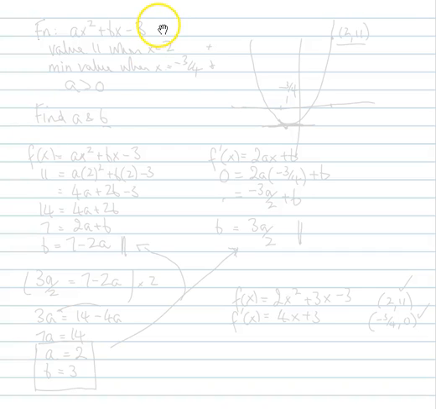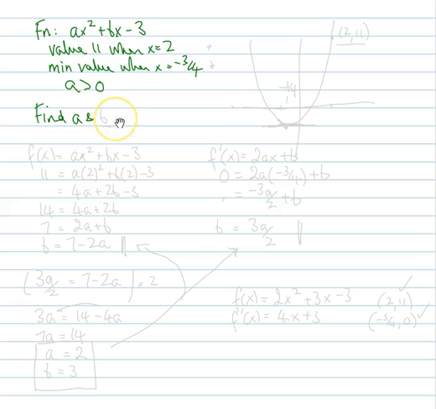Okay, so we're given this function, ax squared plus bx minus 3, and we're told that it has the value 11 when x equals 2, and that the minimum value is when x equals minus 3/4. Oh, and we're also told that a is greater than 0. Our job is to find a and b.